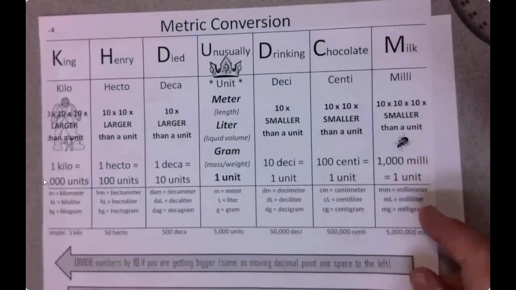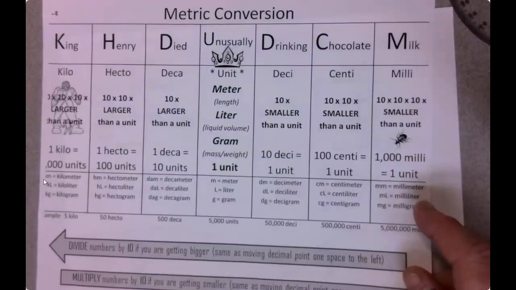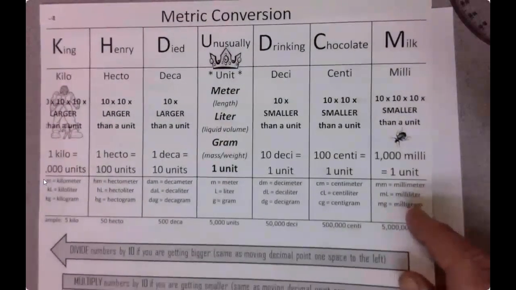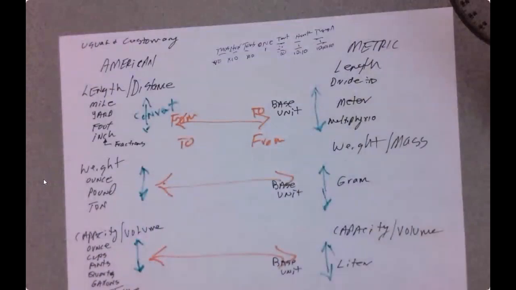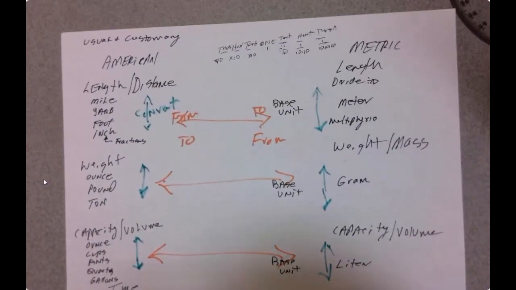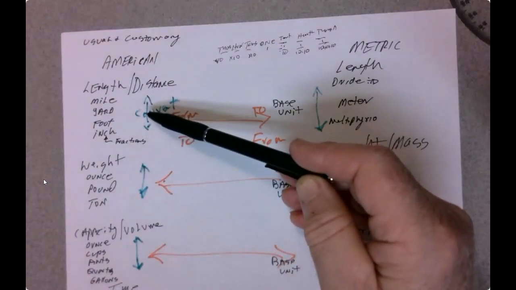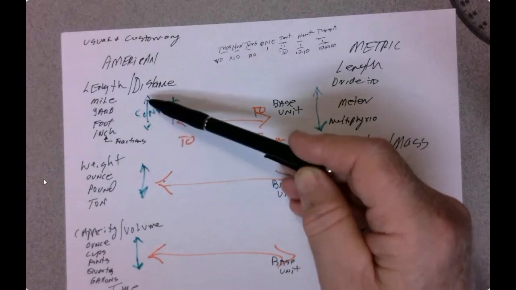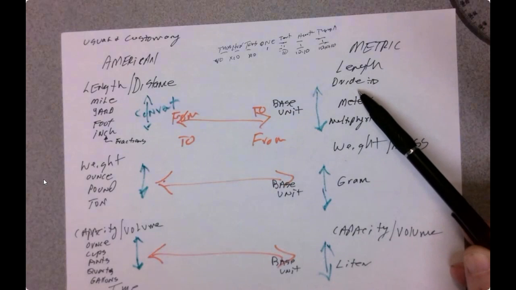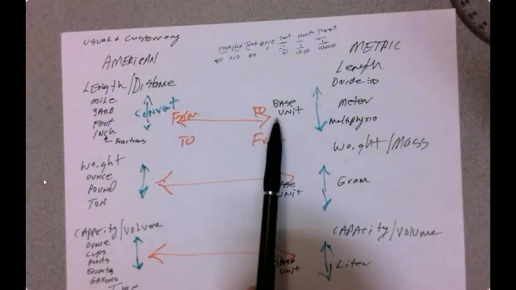This chart is available in Blackboard in the math help material. Now, the challenge we have, as I mentioned, is unit conversion. We have to be able to convert between the units not only in the metric system, but also in the American system. We have to be able to convert between the units in the metric system. And then we have to be able to convert from one system to the other.